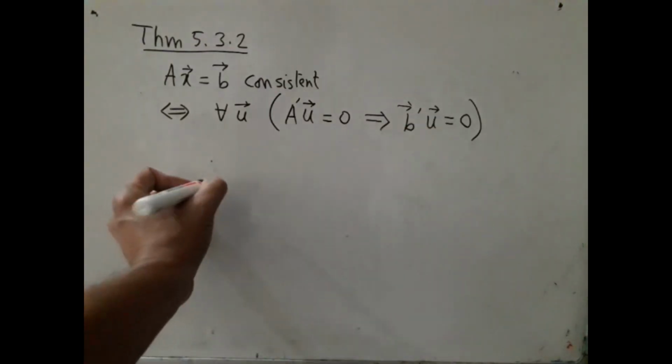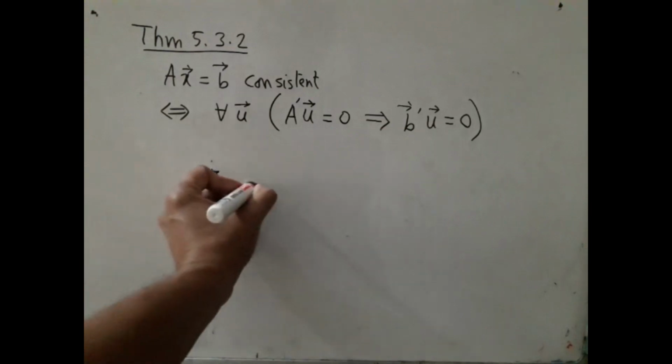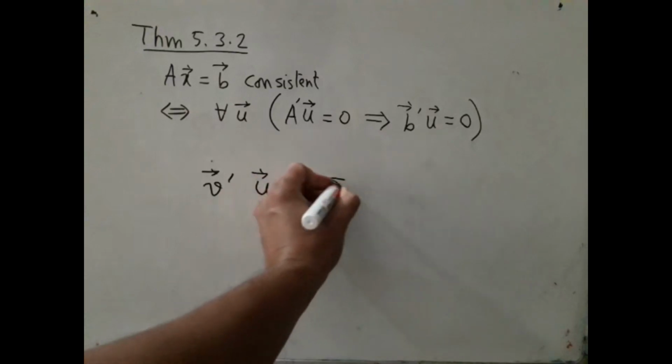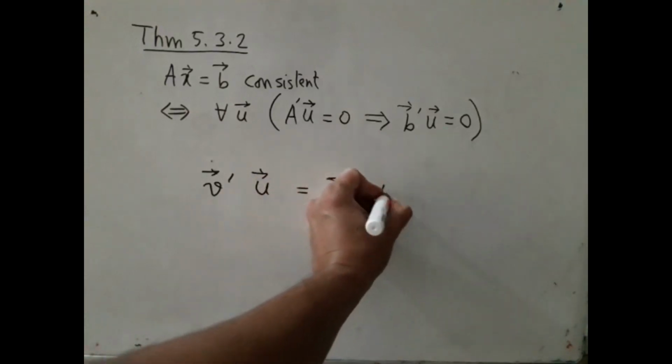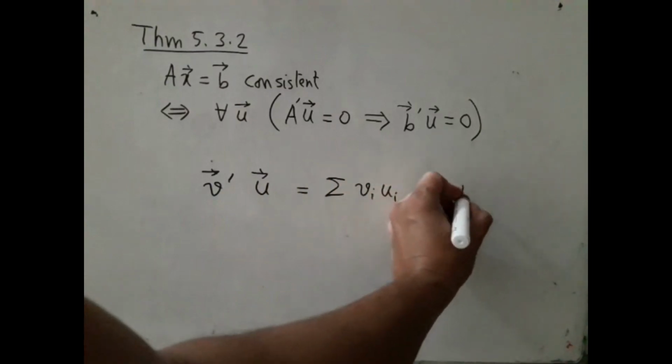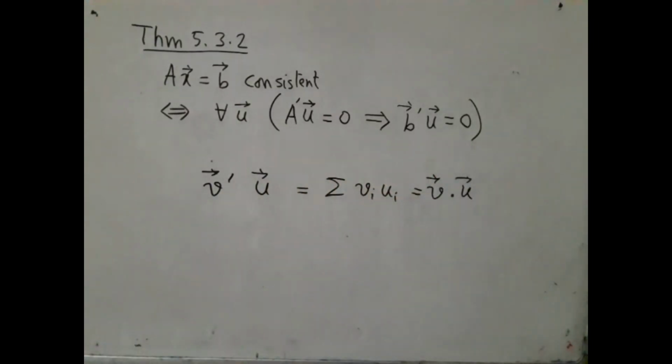So, whenever I give you any two vectors, say V and U, and I form this, what is this? It says sum of V_i U_i. What we typically call is the dot product of V and U. If this is equal to 0, that means they are mutually perpendicular.